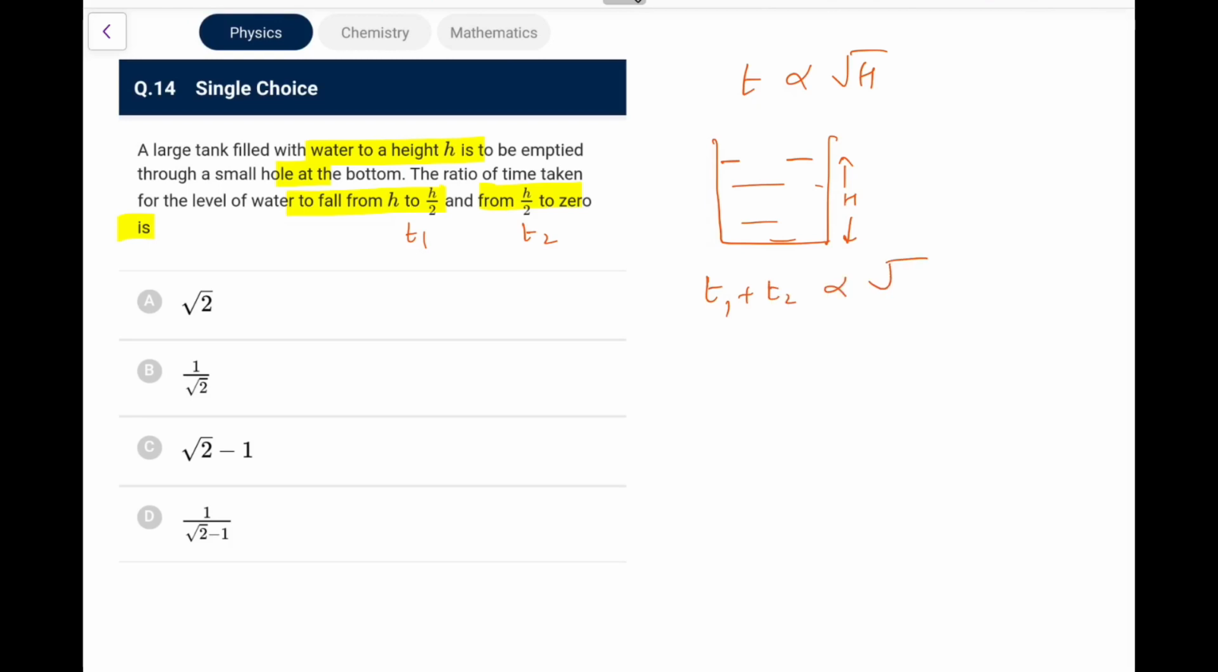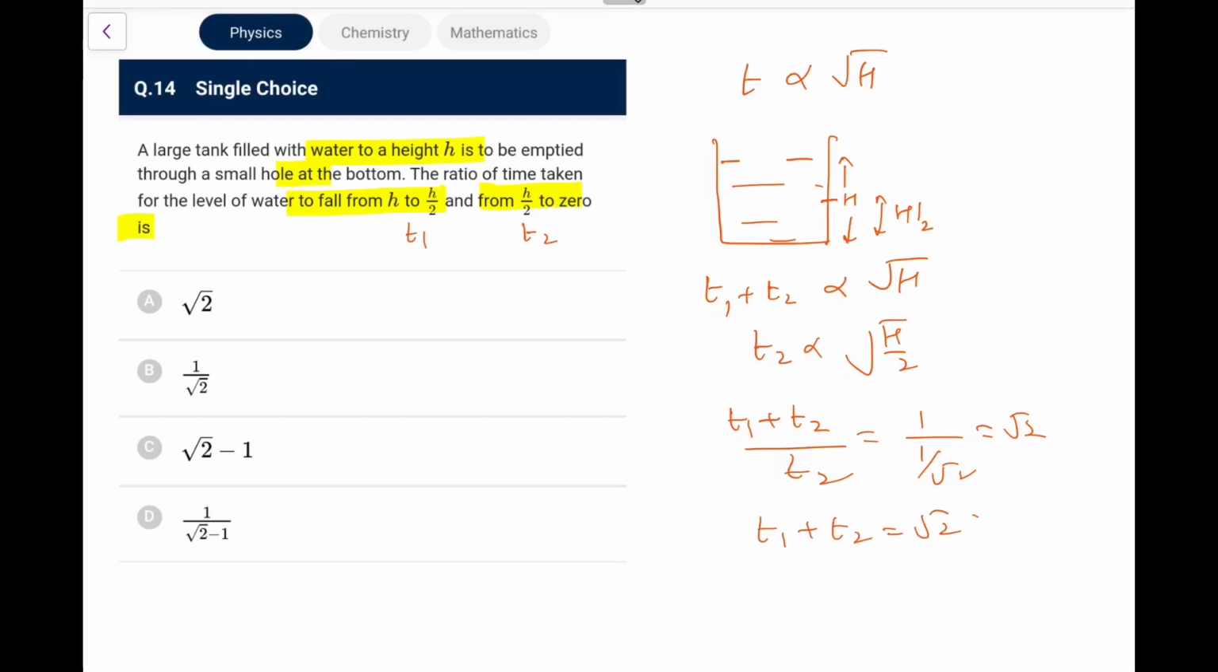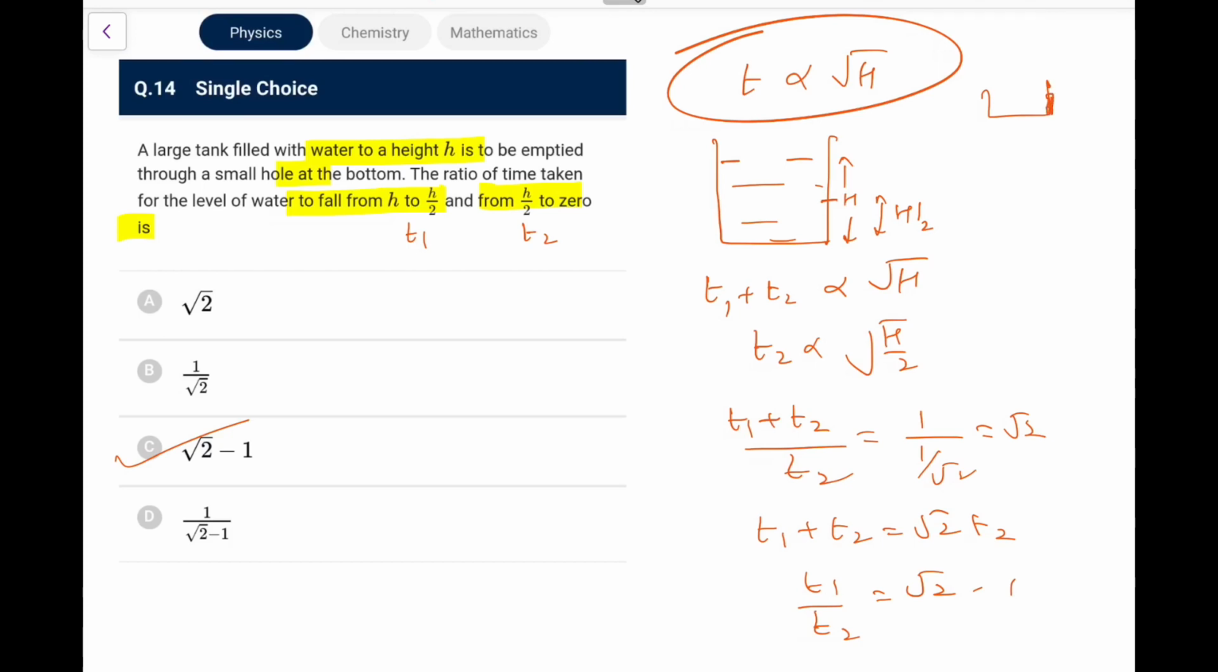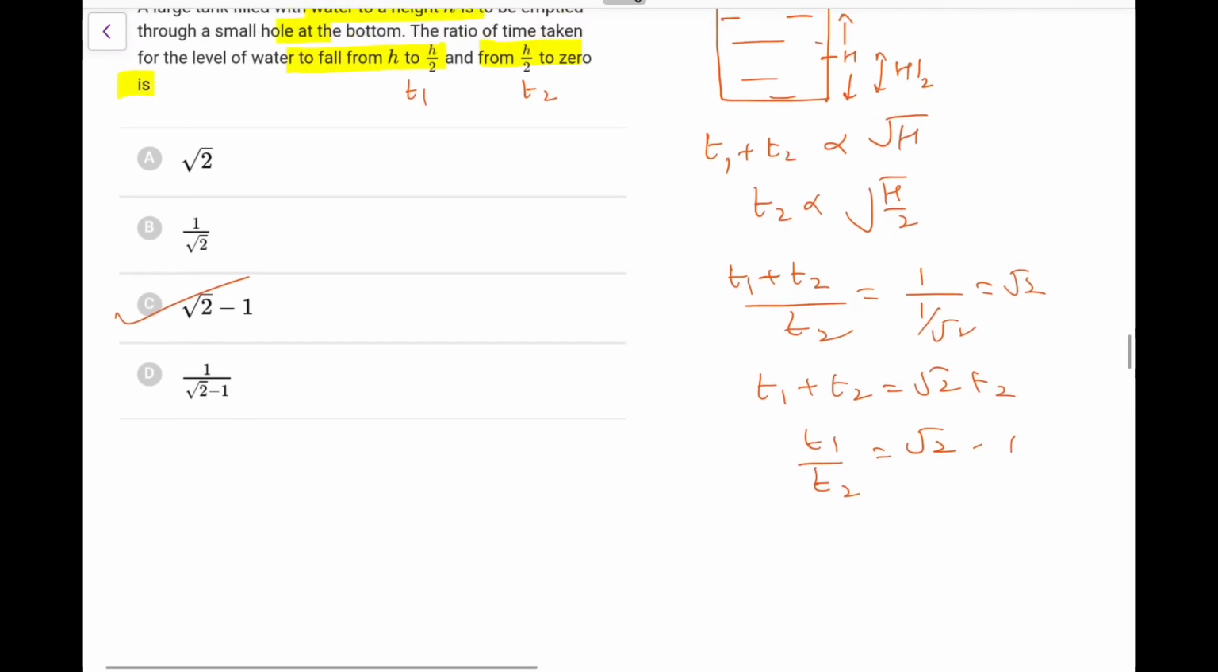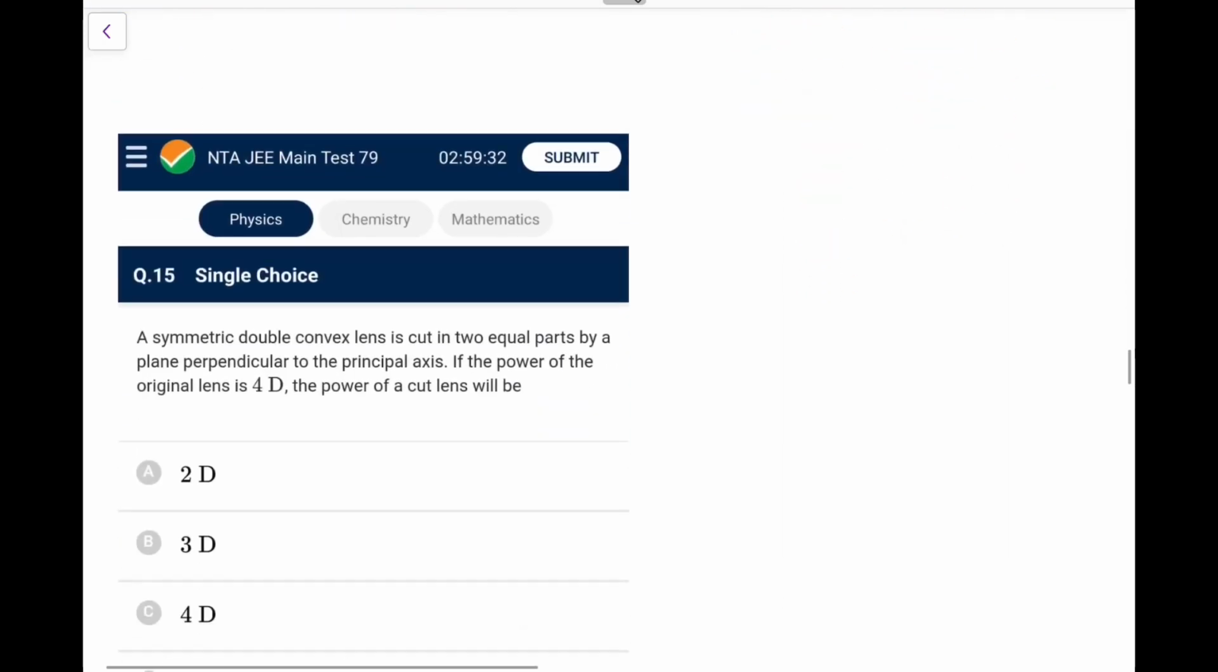So t1 plus t2 would be proportional to root h, and this time from h by 2 to 0, that is t2, would be proportional to root of h by 2. So t1 plus t2 upon t2 would be equal to 1 upon 1 by root 2, that is root 2. What you require is t1 by t2, so t1 plus t2 is root 2 t2. So t1 by t2 comes out as root 2 minus 1. In this particular case, I'll go for root 2 minus 1. Just remember this, you should always go from h to 0. This result is valid from that. So this proportionality is very useful in these questions.